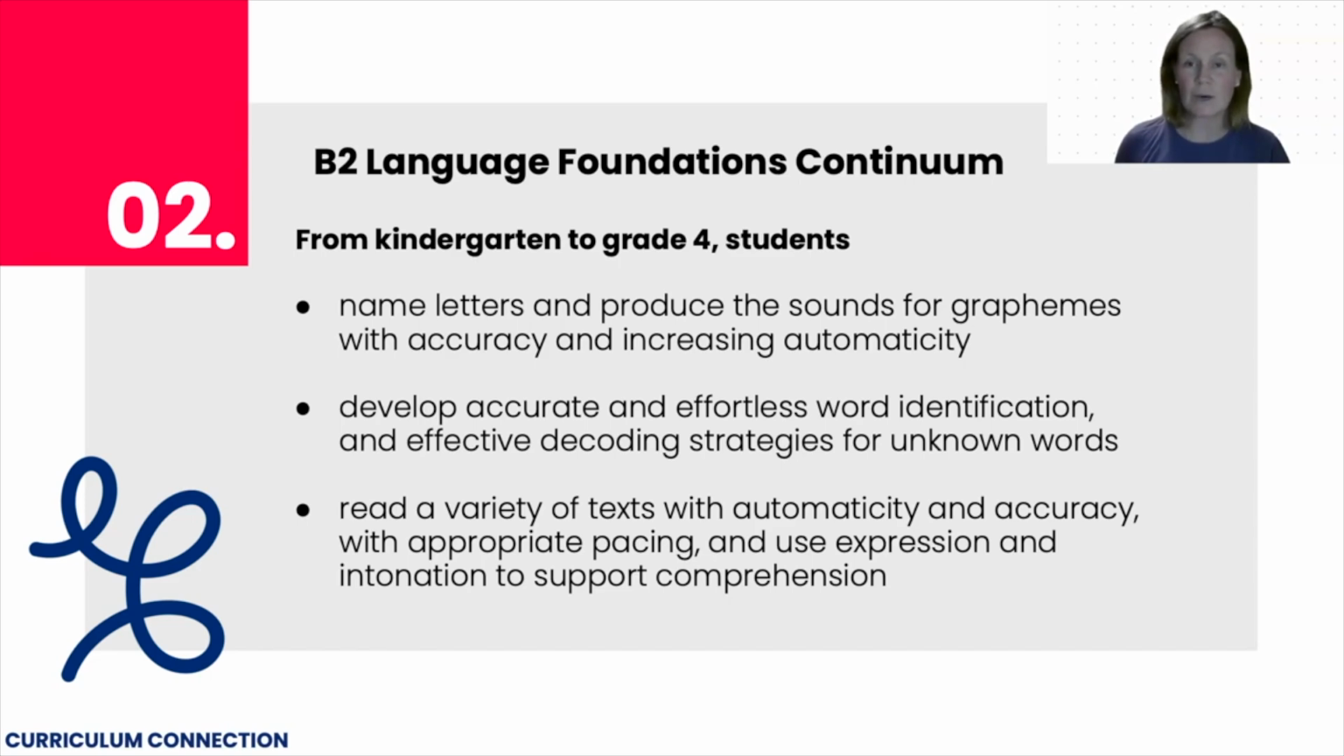In kindergarten to grade 1, students progress from naming individual letters and their sounds to blending them in order to read words in decodable text with increasing accuracy and automaticity. As they move through the grades, students use decoding strategies to read new words and demonstrate automaticity when reading all other words. They read a variety of texts with automaticity and accuracy, with appropriate pacing, and use expression and intonation in order to support comprehension.